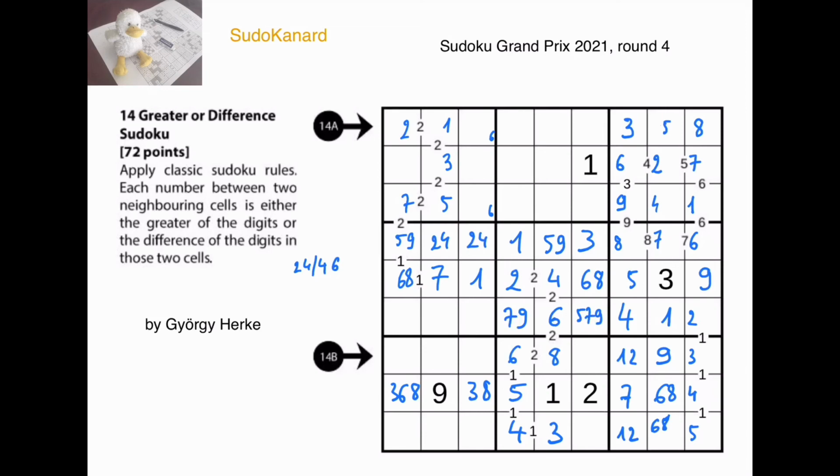What else do we get? 7, 9, 8 or 3. 3, 8, so this is 7 or 9. And 8 and 3 this way. So 8 is not here, 8 is here. Pushes the 6 up. Those must be 4 and 9.